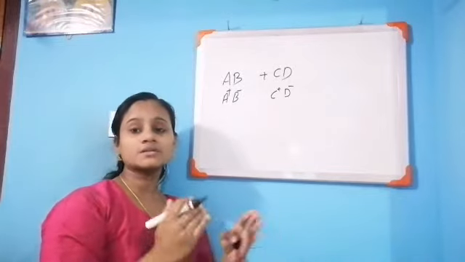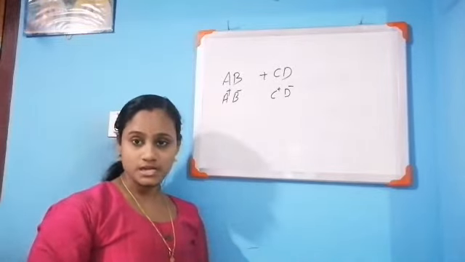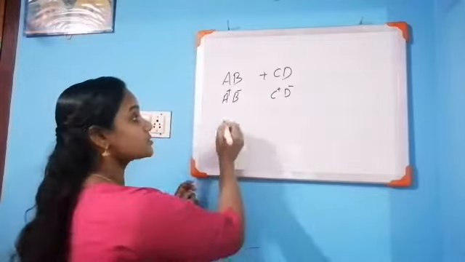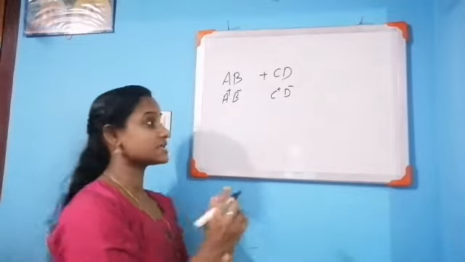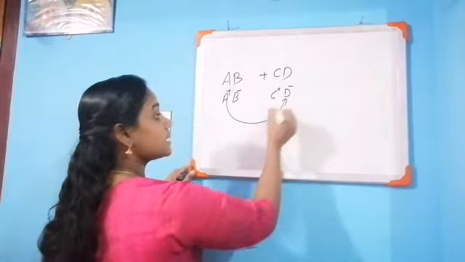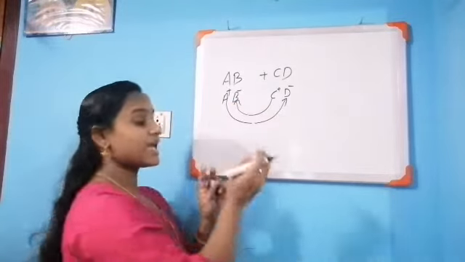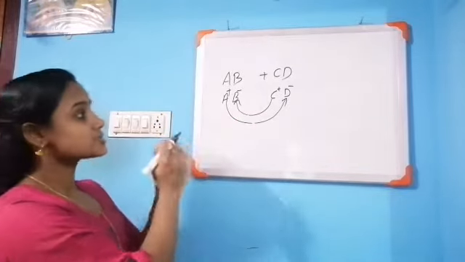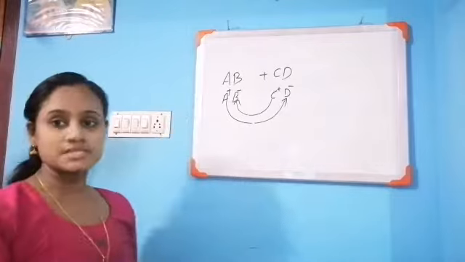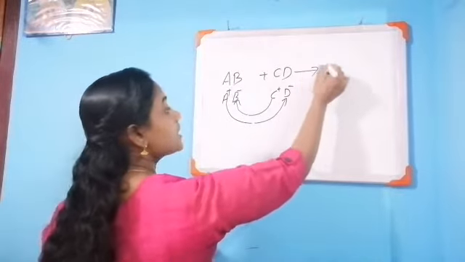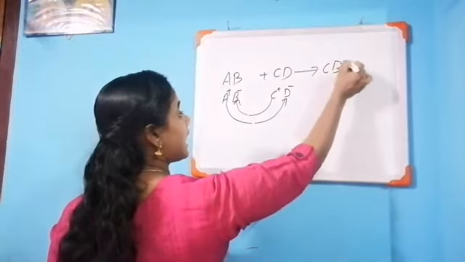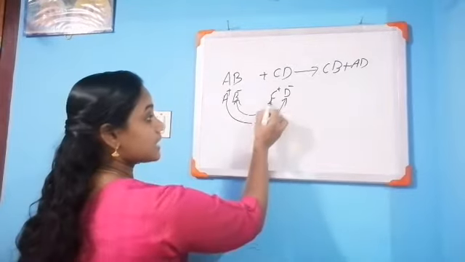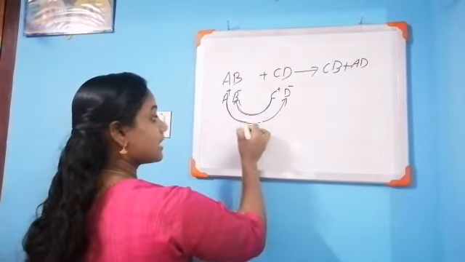So AB and CD both are compounds in aqueous state. They contain positive ions and negative ions. So these ions exchange, A and D, C and B. Instead of B, D minus is joined. Instead of D, B minus is joined to the C plus. So we can write CB and AD.